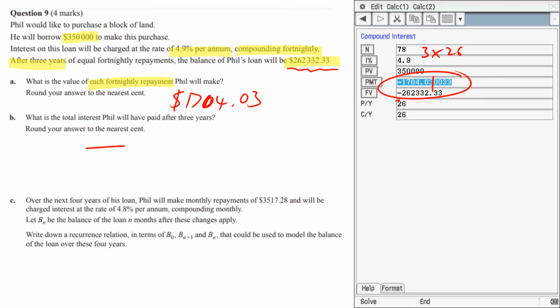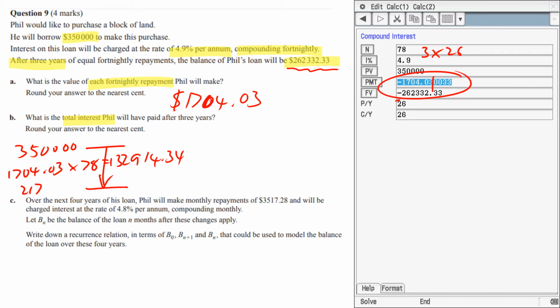All right, now we need to work out the total interest that Phil has. We started at $350,000, right? Now you make payments to take that down, and the payment amount is $1,704.03 that we said before, times the 78, and that equals $132,914.34. So you should be down to $217,085.66.